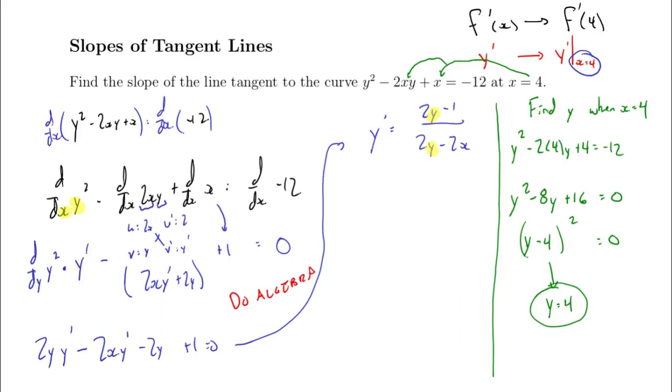Okay, so now I'm looking at y prime evaluated not just when x is equal to 4, but at this point, (4, 4), because that's the x and y value. 2 times the y value 4 minus 1, over 2 times the y value 4 minus 2 times the x value 4. Uh-oh, that's a problem. 7 over 0. What's going on here? Our slope is undefined.